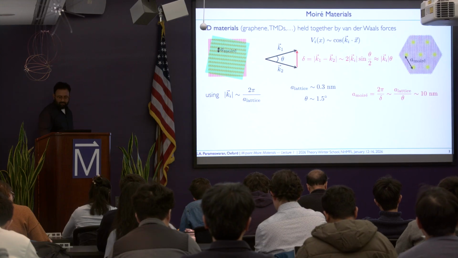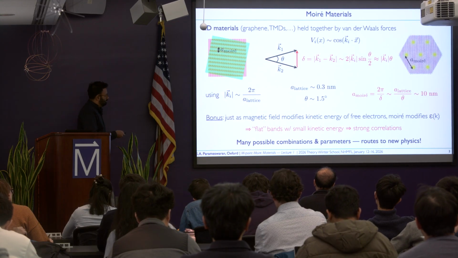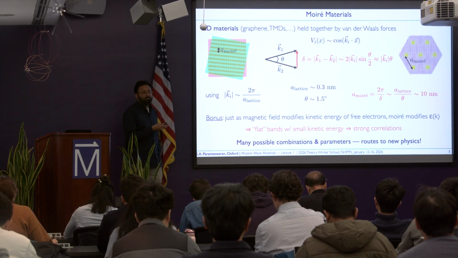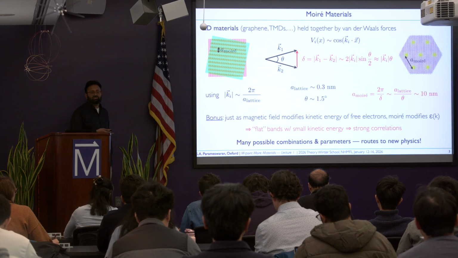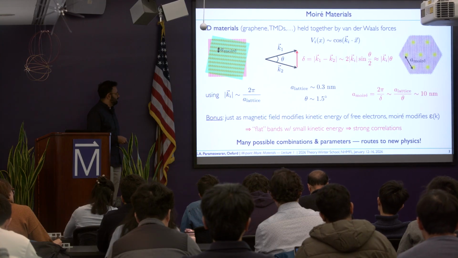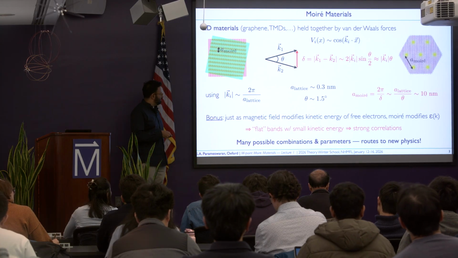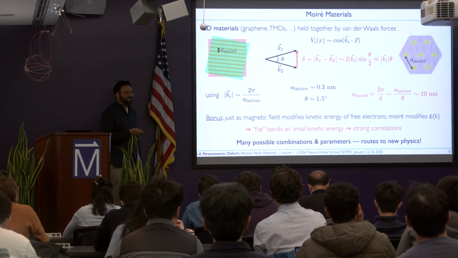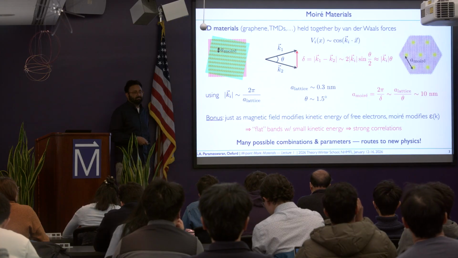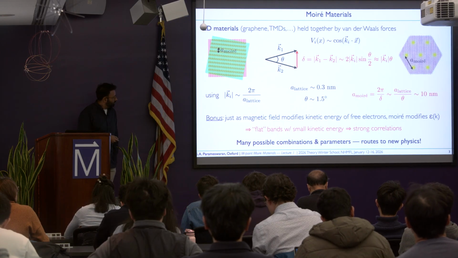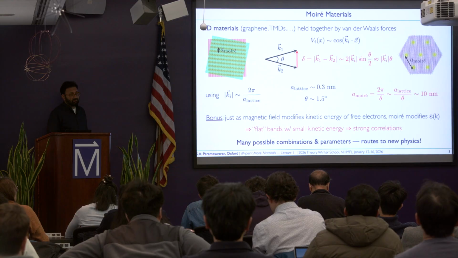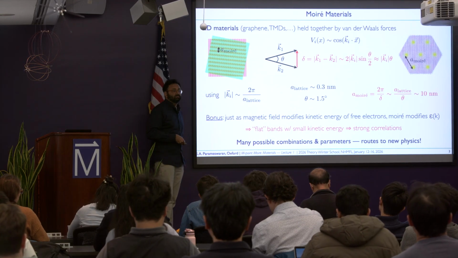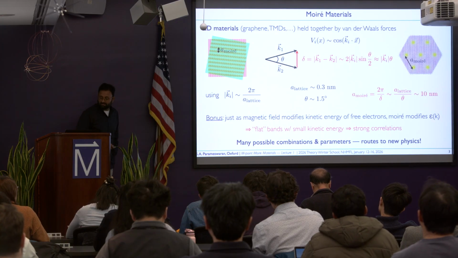And so as we've seen, just as magnetic fields modify the kinetic energy of free electrons, moiré modifies the dispersion of the electrons. And so you get an emergent band structure, which often has interesting properties. Much of the excitement is that one can enhance the correlations because you can get flat bands, as kinetic energy is vastly suppressed relative to the bare kinetic energy of the individual layers. And of course, there are many possible combinations and parameters that give us routes to new physics. So the goal of this talk is to sketch one possible route to new physics that I'm particularly excited about.